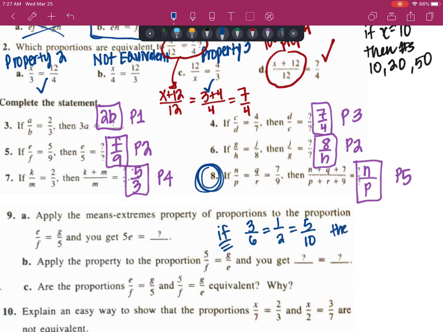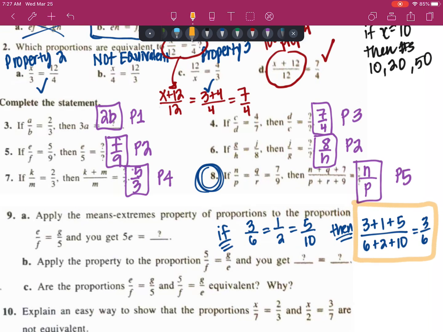If this happens, then 3 plus 1 plus 5 over 6 plus 2 plus 10 equals 3 over 6, which equals 1 over 2. Now, it's not because whenever you have a situation like this, you can't look at this independently. You can't just say that that's true all the time. And let me show you.